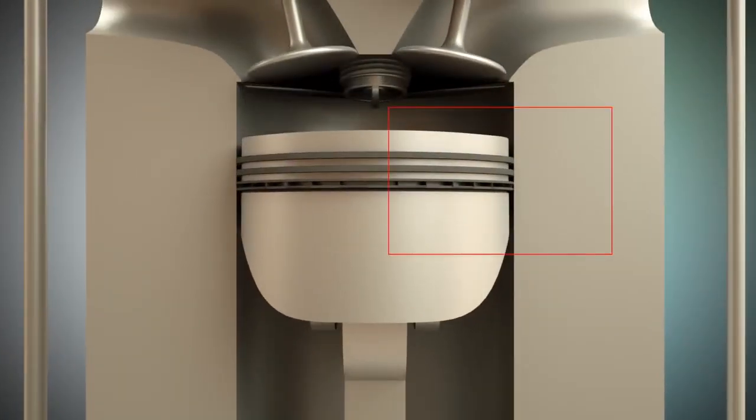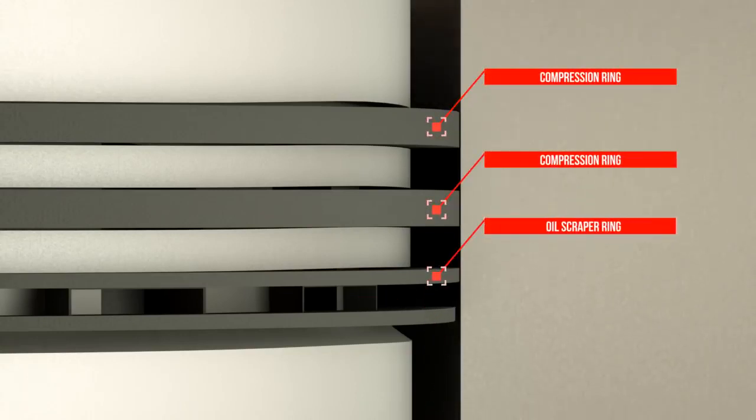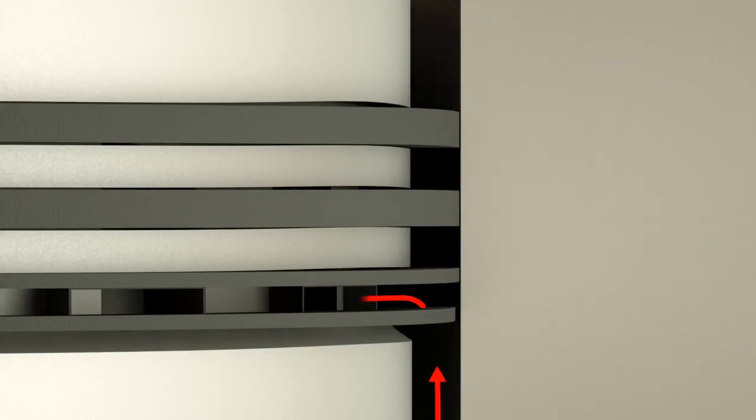The piston has one or two compression rings and one oil scraper ring. The oil scraper ring is responsible for controlling the oil balance at the piston and the compression rings. Excess oil flows inwards through holes, especially when the piston is running down. Then, the oil can drain down from the piston into the oil sump.